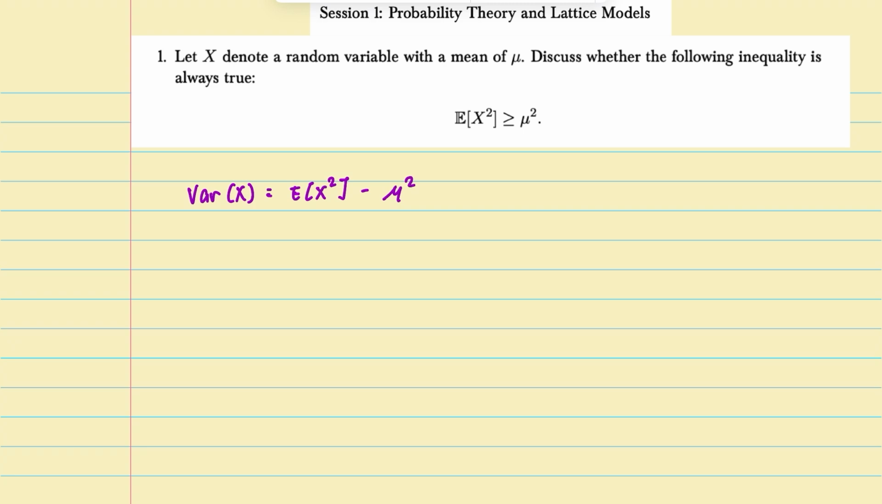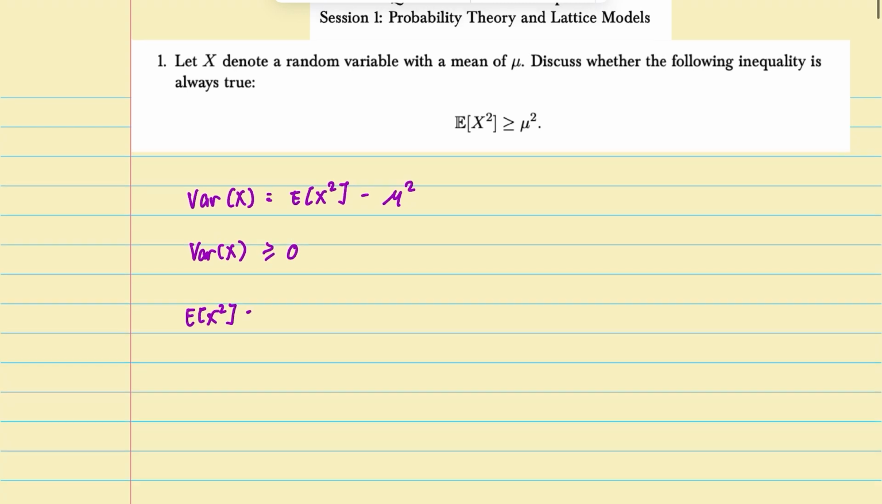Okay. Then variance is always greater than or equal to 0. Then we just substitute in the equation, minus mu squared. Then E[X squared] is more than mu squared. Okay, so it is now proven. Easy, right? For the first question. So let's move on to the second question.